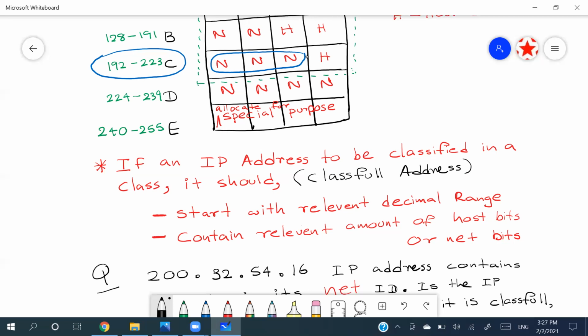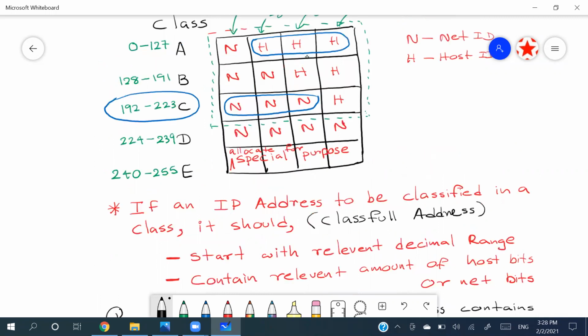IP range එකත් එක්ක class එකෙන් class එකට තියෙන. So then it should be always within a range. මොකක් හරි range එකක් ඇතුලේ තමයි තියෙන්නේ. So then to guarantee that it belongs to that particular class, we should check the number of bits in the net ID or in the host ID are matching with the particular class.